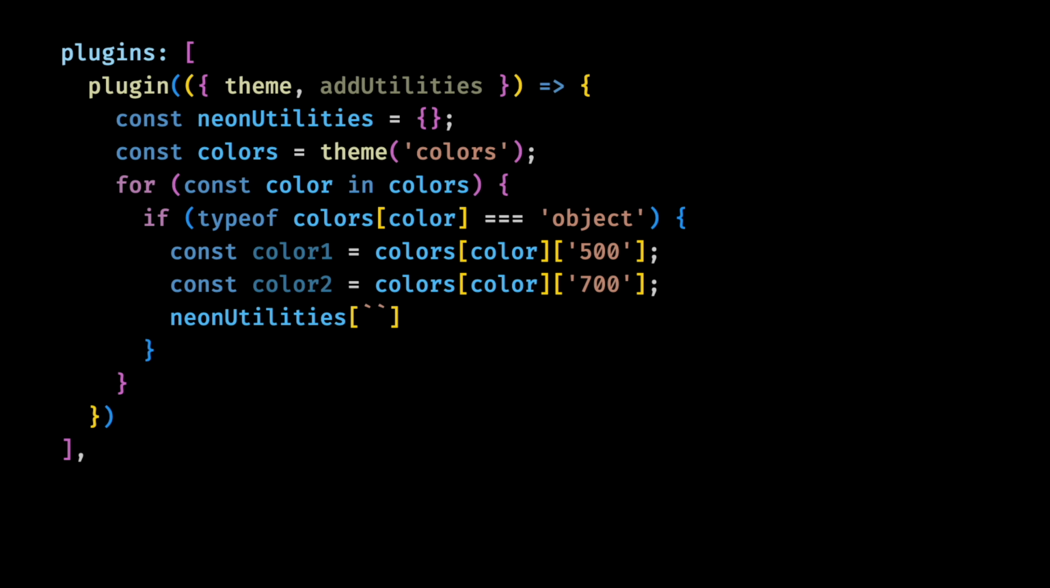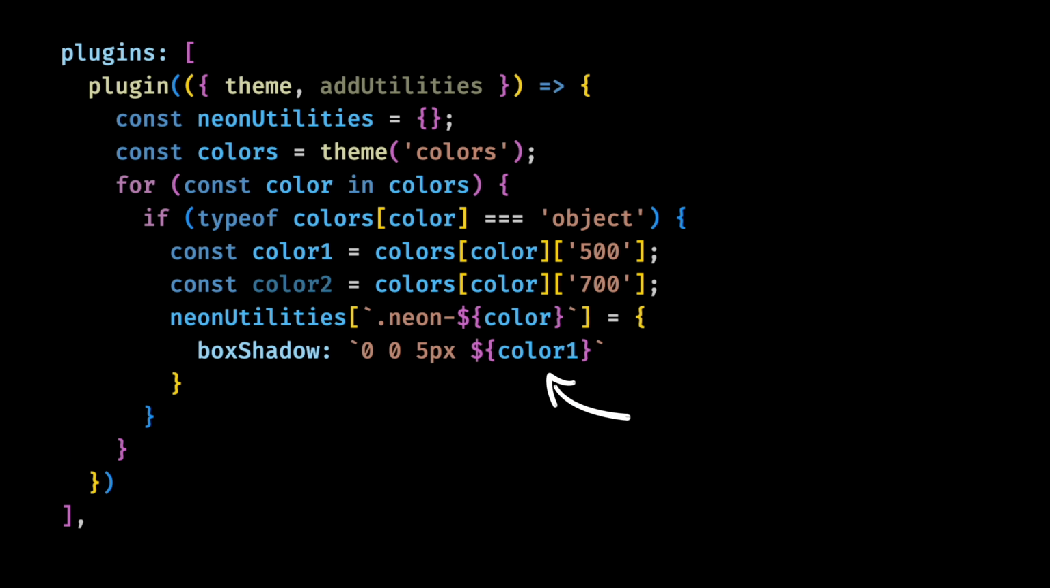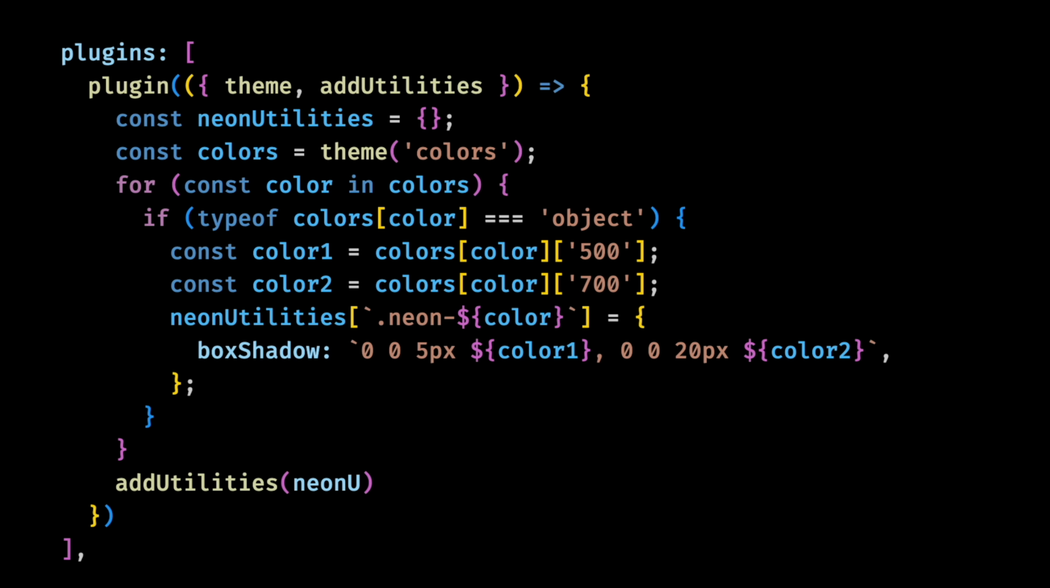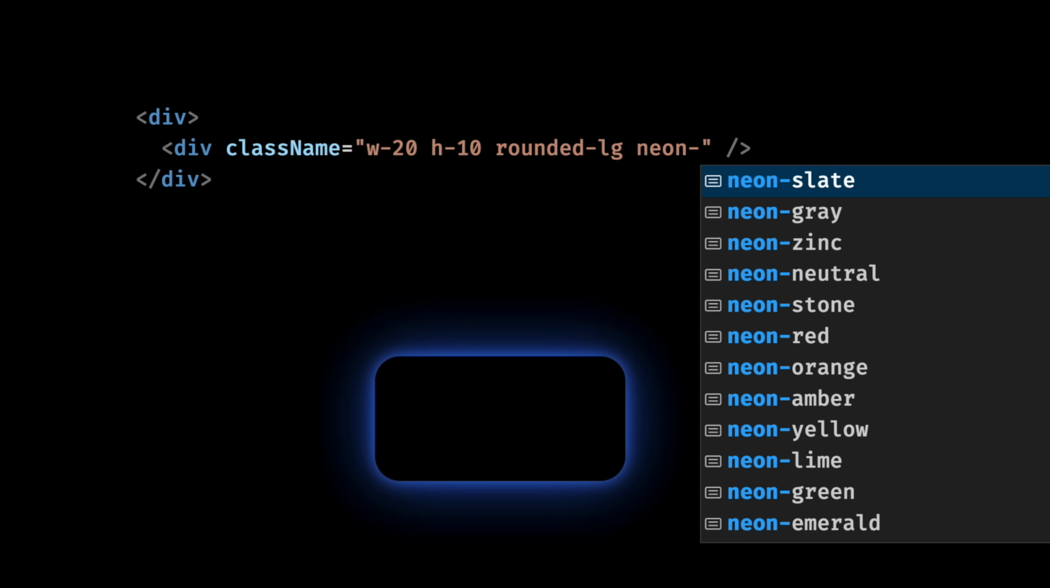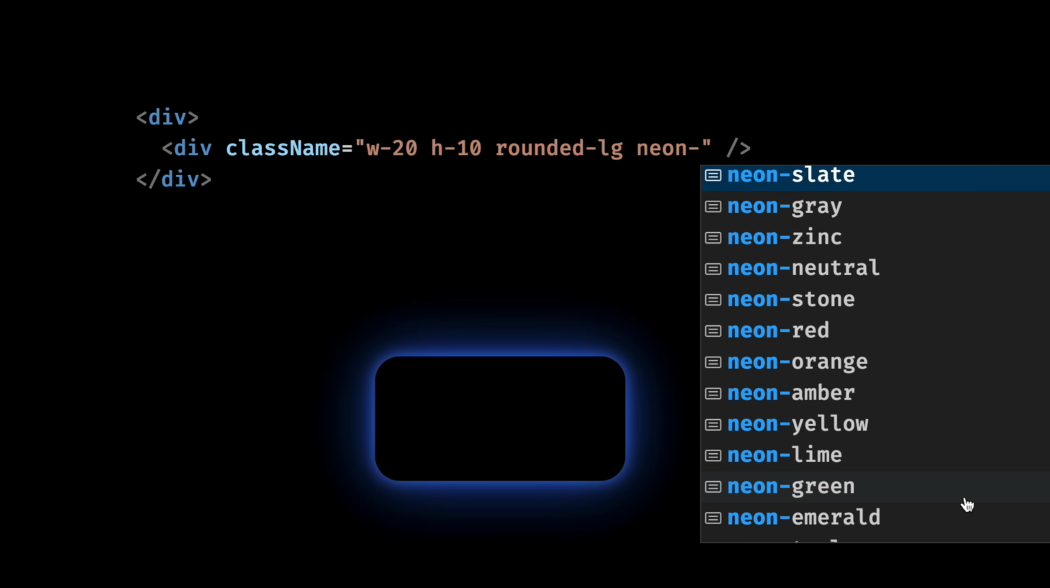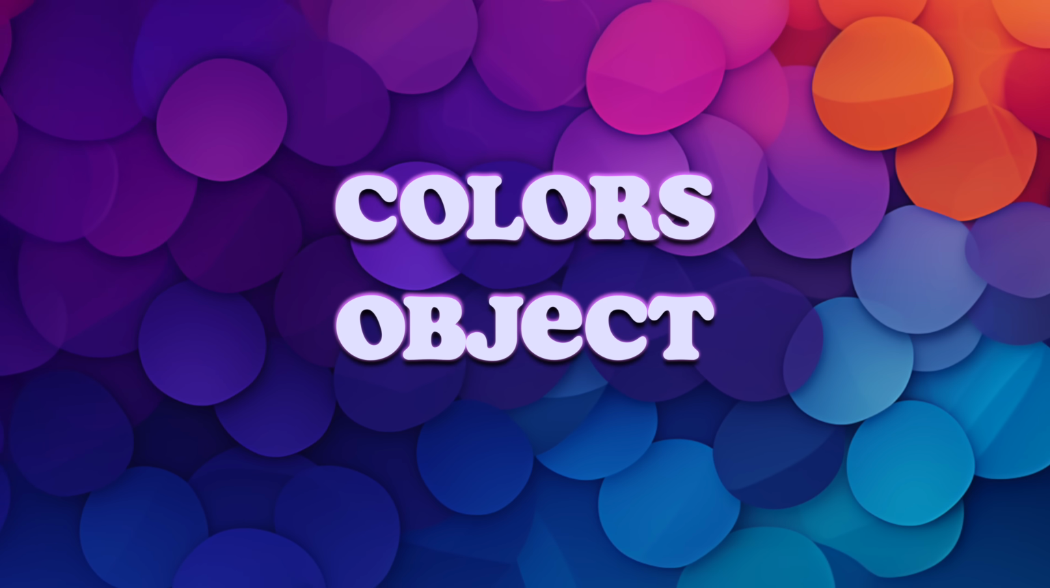Now we can create our neon class inside our utilities object, set our 5-pixel bright neon shadow and our 20-pixel dark neon shadow. And finally, we can use the addUtilities function after the loop to add it to Tailwind. Now, if we go back to our code, we can change this to our new neon utility with any color we want. Red, green, blue. And the best part is that autocomplete works and we can see all the colors that we can use here. Oof, I think this was the most advanced trick on the list, but hopefully I was able to break it down well enough. So let's go to the next one.